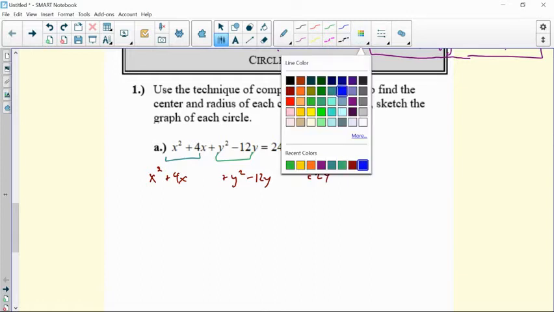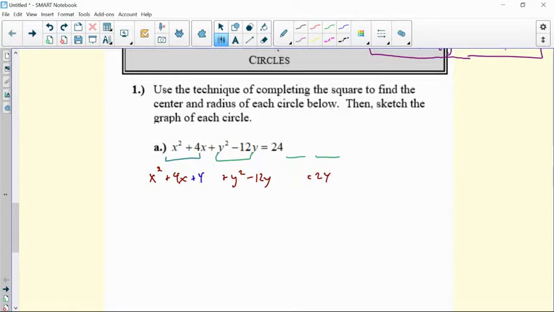And so for that first one, I'd like to have a 4 here, because half of 4 is 2, and 2 squared is 4. So I'll balance it by putting a 4 there. And then for the second one, half of 12 is 6, 6 squared is 36. So a plus 36 here, and a plus 36 there.